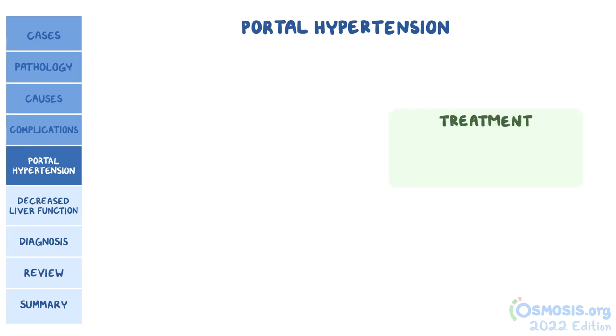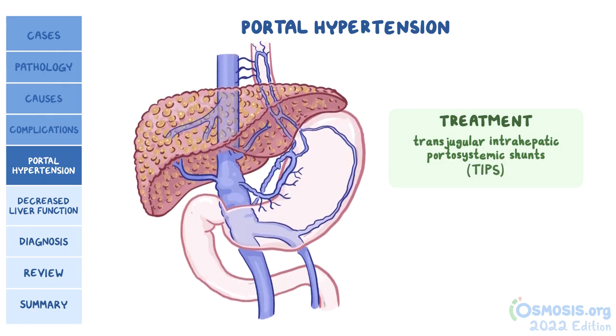The treatment for portal hypertension is transjugular intrahepatic portosystemic shunts, or TIPS. This creates a shunt between the portal vein and hepatic vein, so blood from the intestines bypasses the liver and moves into the systemic circulation.